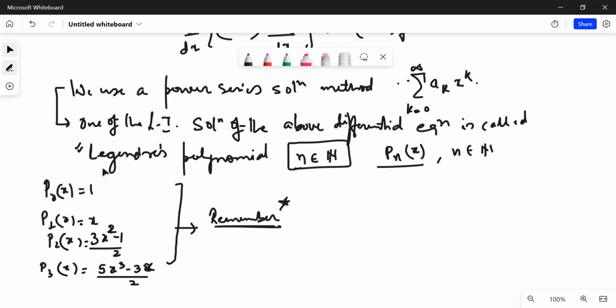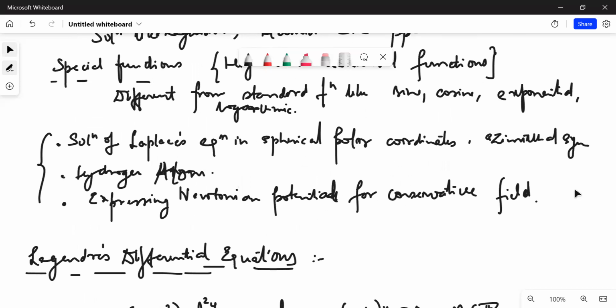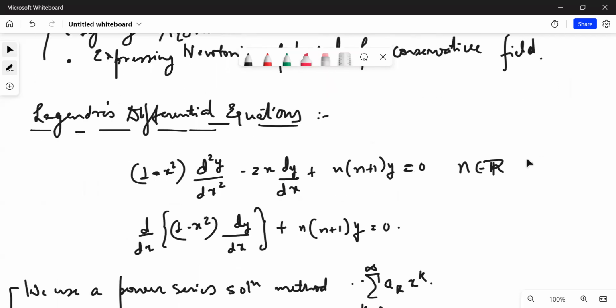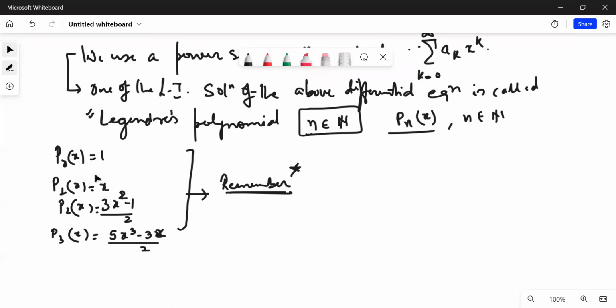It turns out that all of these solutions are quite important in the following places that we'll be touching upon. The hydrogen atom we'll be touching upon in quantum mechanics, and expressing Newtonian potential wherever it's applicable, for example multipole expansion, the follow-up topic that we want to do. And other such places. One of the topics we've already done is spherical polar coordinates, the solution of Laplace's equation in spherical polar coordinates with azimuthal symmetry. At many such places, you'll find that this particular differential equation pops out, and this particular solution pops out.